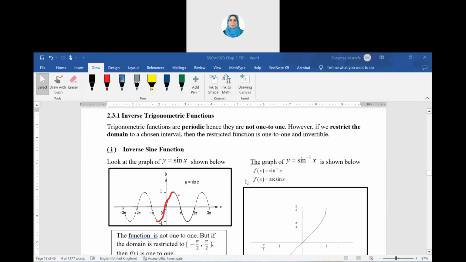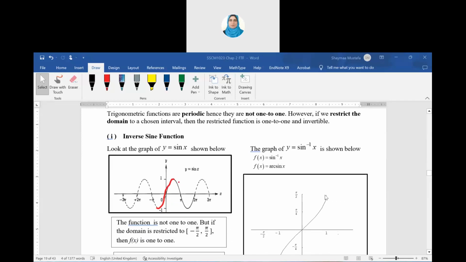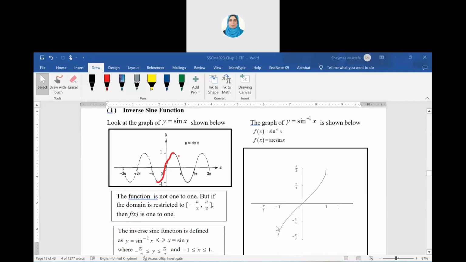So to define the inverse of sine, we have to restrict the domain first. Then your domain will be the range, and your range will be the domain. The plot of an inverse is the same for f of x, but we reflect it over the line y equal to x.